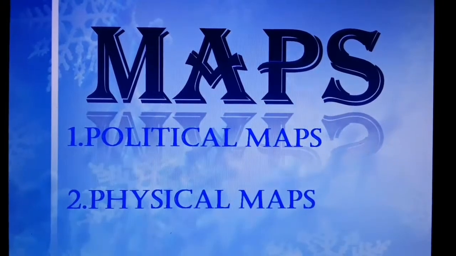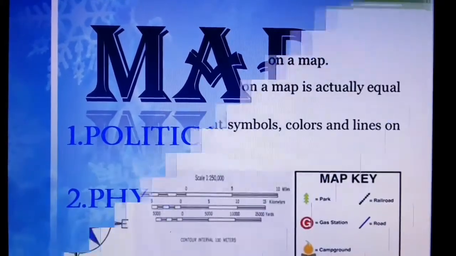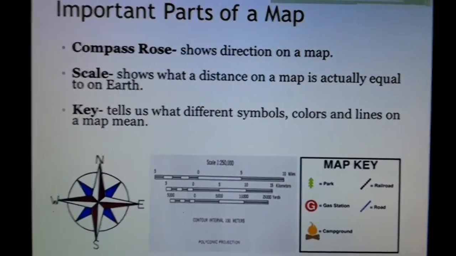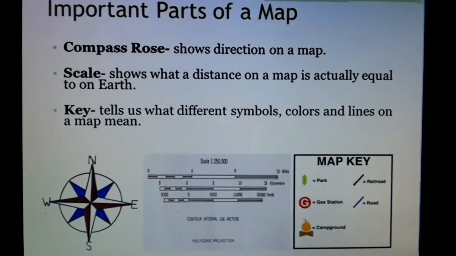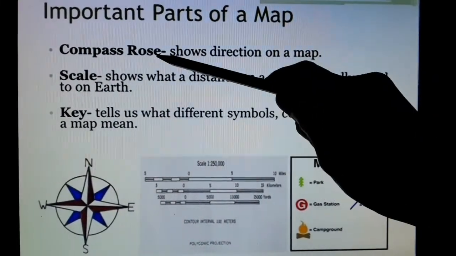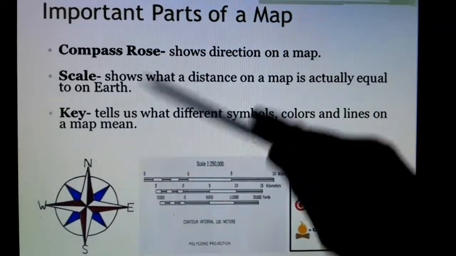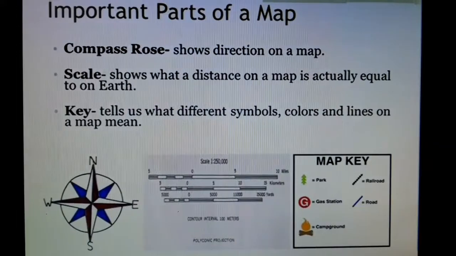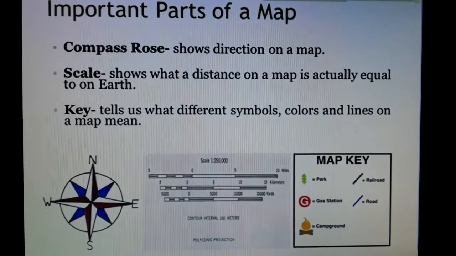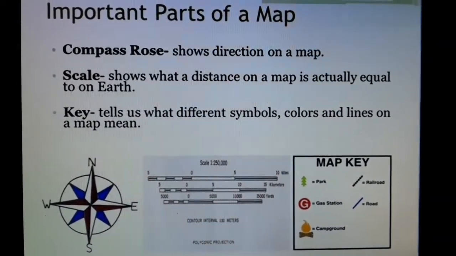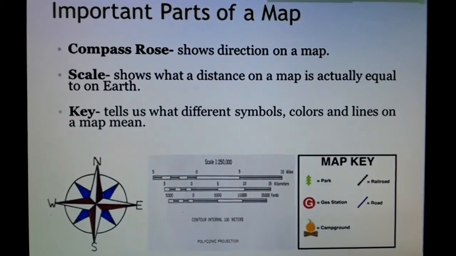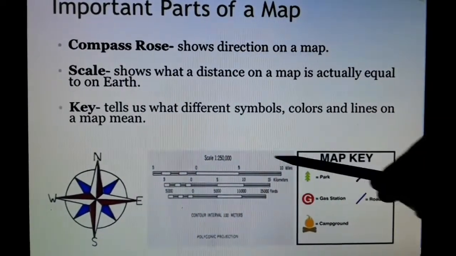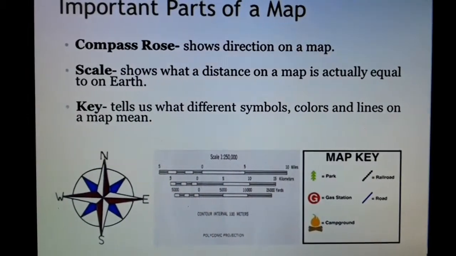Now, before discussing these maps in detail, let us first discuss the important parts of a map. The first part of the map is compass rose. Compass rose tells us the direction on a map. Then we have a scale. Scale shows what a distance on a map is actually equal to on the earth. If you have seen a map, you must have seen this scale on those maps.